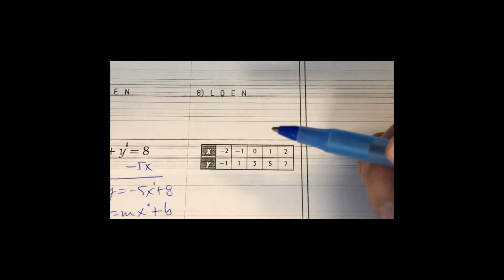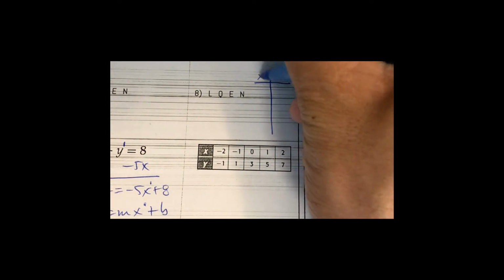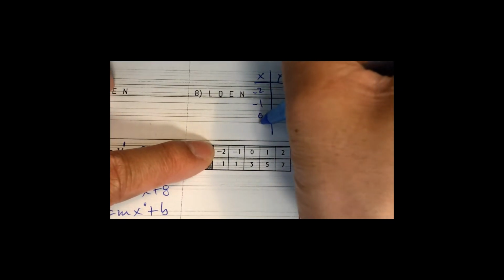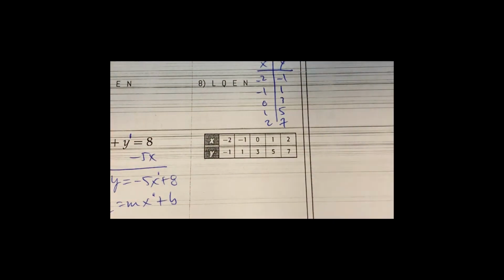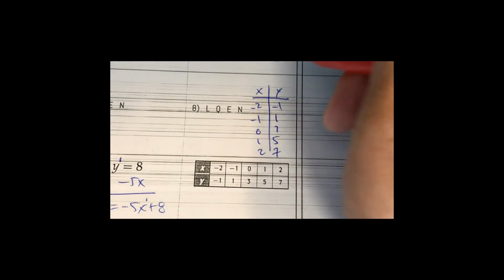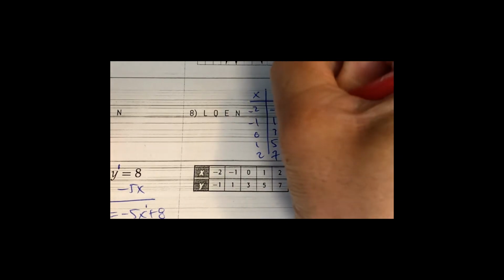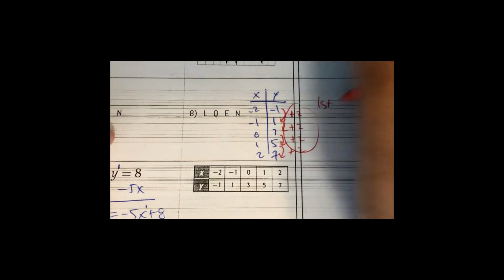Question number 8, you have a table here, and if that's confusing, you just change your table this direction. So I'm just going to write the x values, negative 2, negative 1, 0, 1, and then 2, and the y values negative 1, 1, 3, 5, and then 7. And then I'm just figuring out what's happening here. So I realize from negative 1 to positive 1, that is a plus 2, plus 2, plus 2, and then plus 2. So you have a first common difference there. That would be linear.